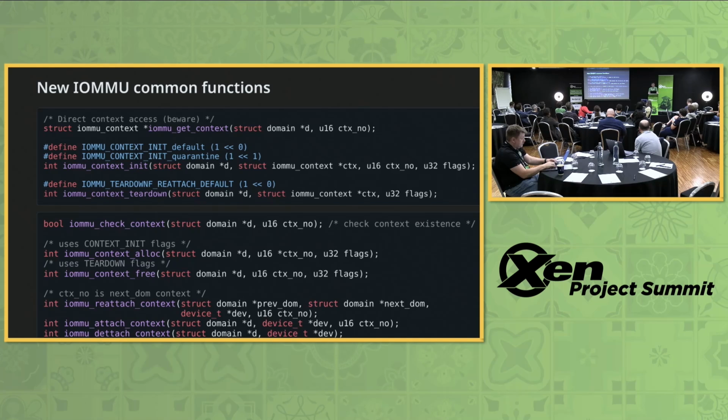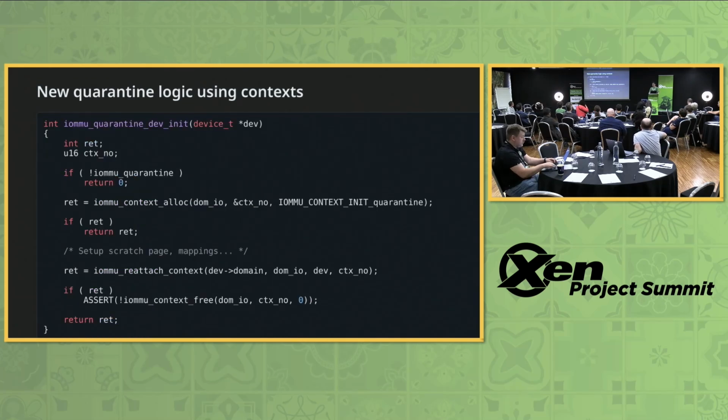So one is for creating a context. We have direct context access that you should probably not use, as it's for internal use in the IOMMU subsystem, and some more general functions that will be used, for instance, by PVMU code, or maybe another Xen part that will need it, like for creating a context, moving a device, adding a device to a context, and so on.